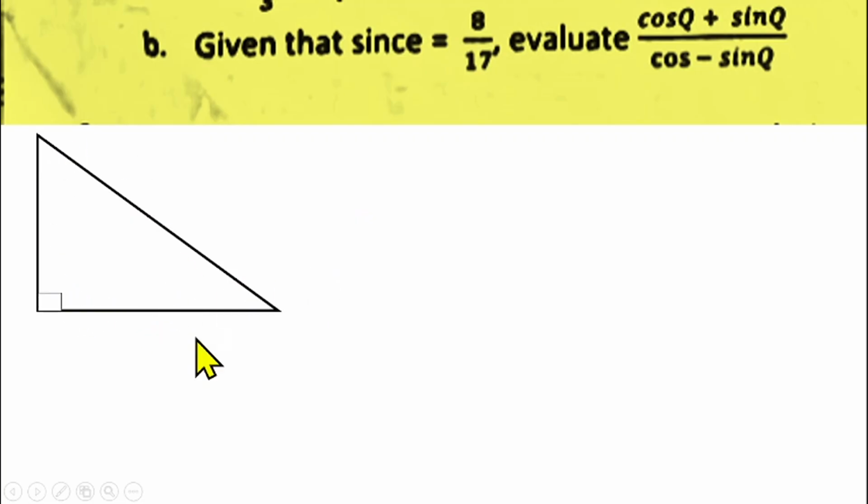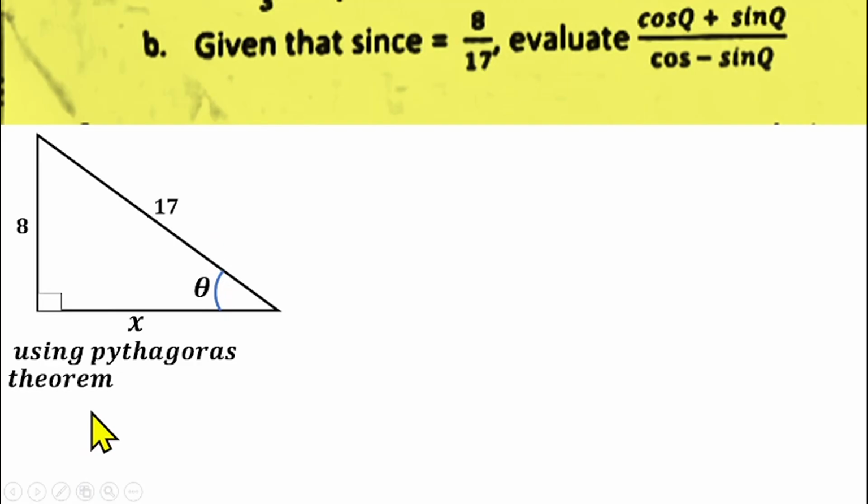So there's a right angle triangle and there's an angle theta. Sine is opposite over hypotenuse, so you'll have 8 here and the hypotenuse will be 17. You can find the third side, labeling it x, using Pythagoras theorem.